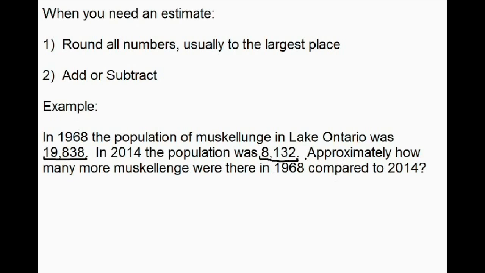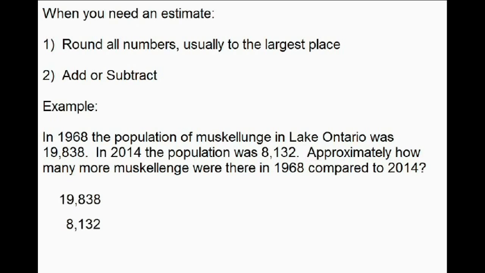The important word here is approximately. And approximately means you only need an estimate. You don't need to know the exact number of fish that there were. So since we need an estimate, we're going to take each one of these values and start by rounding them to the largest place value that they have.